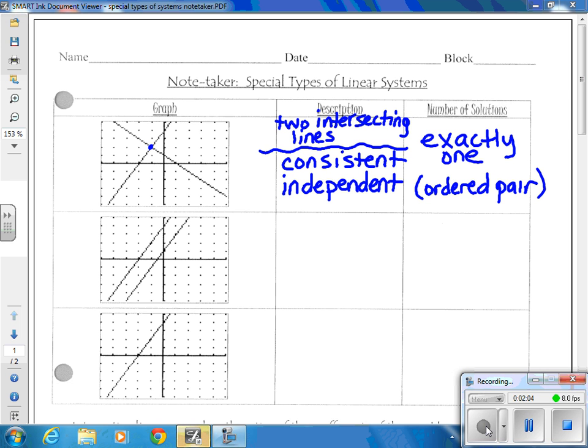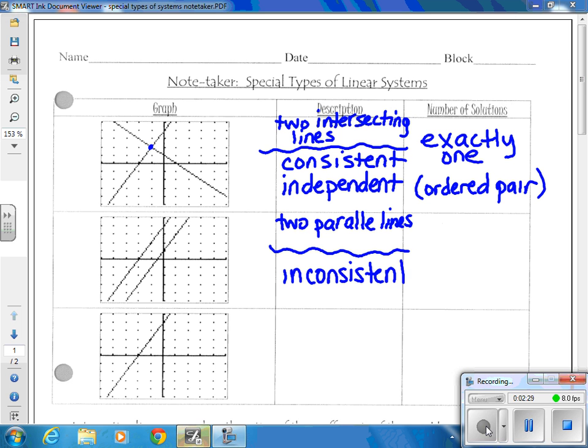Right. Your next graph you'll see are two parallel lines. So the description will be two parallel lines, and that's how you know when this is going to occur. Okay. And the vocabulary that goes along with this, there's only one word to remember, right? These lines in this system are what are known to be inconsistent. Right? And remember I told you consistency deals with how many times it touches. Well, in parallel lines, they never touch, so they're said to be inconsistent.